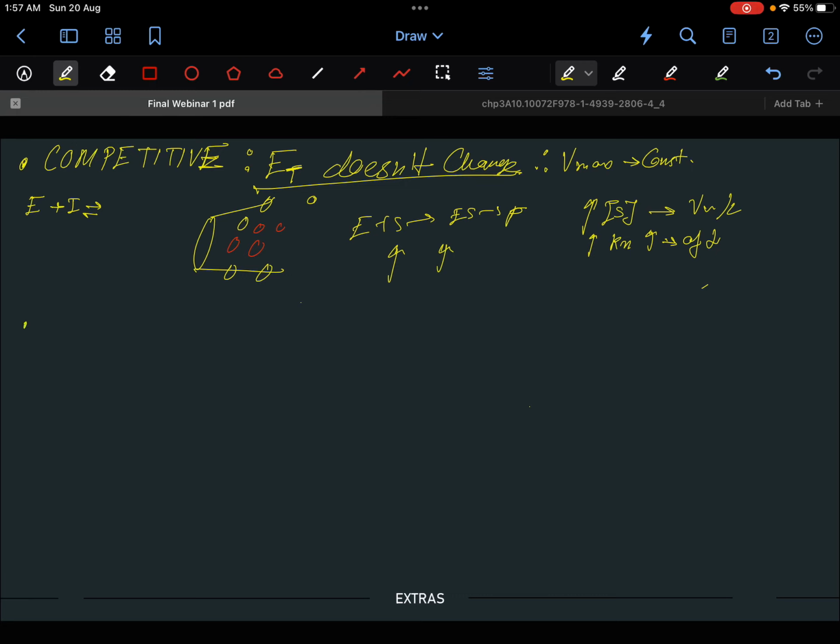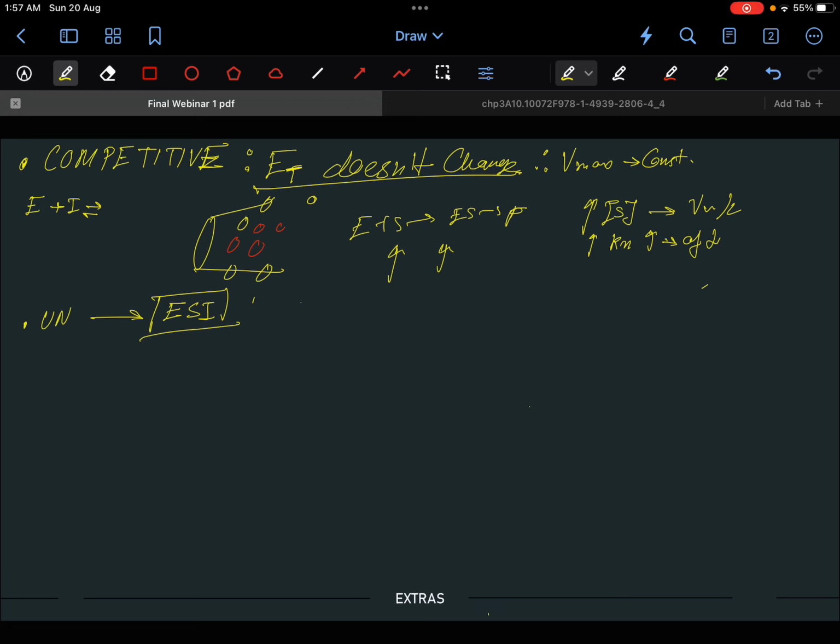Perfect. So for uncompetitive, what is happening? In uncompetitive, the inhibitor is binding to the ESI. And the concept is that whenever it is binding to the ESI, the enzyme pool is decreased. Once it is binding to the ESI, this total complex becomes useless. So from the total pool of enzyme, whenever I is binding, the ESI part is vanishing from the total pool of enzyme, right?